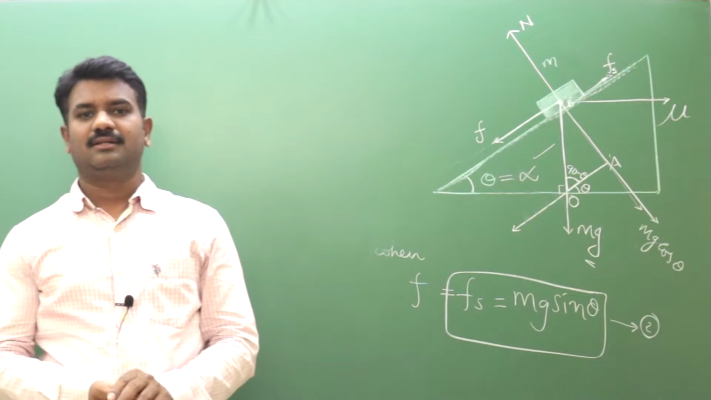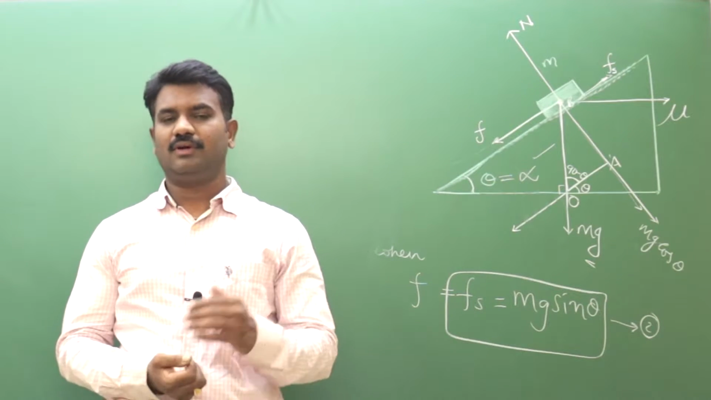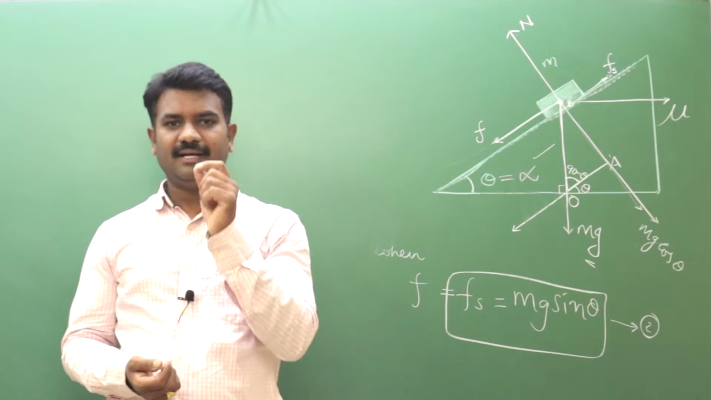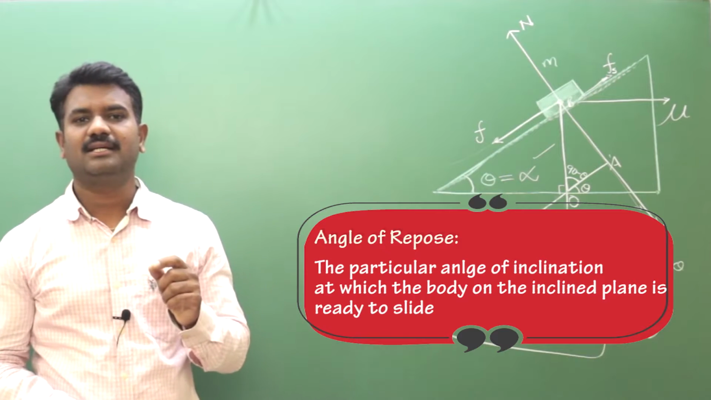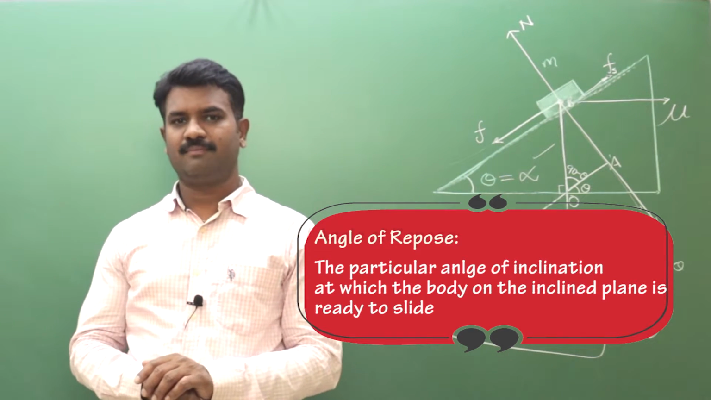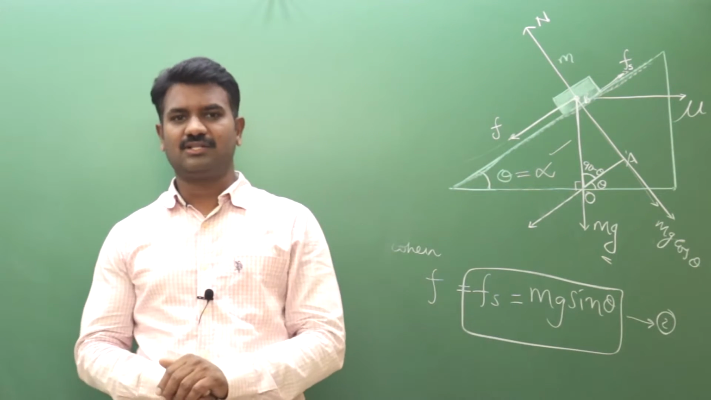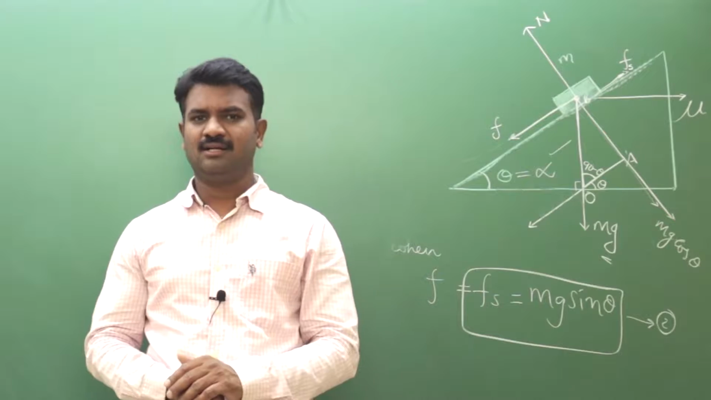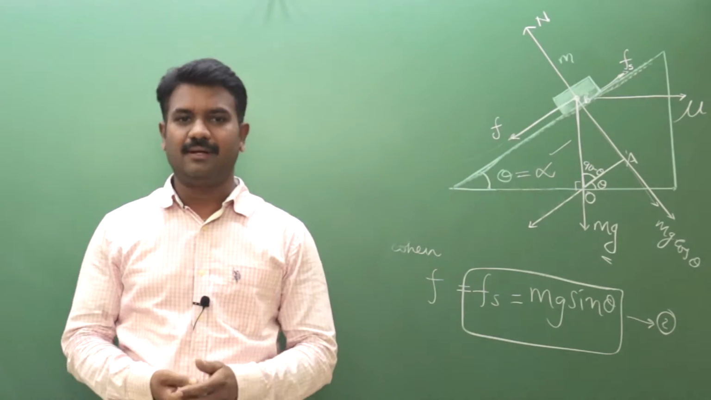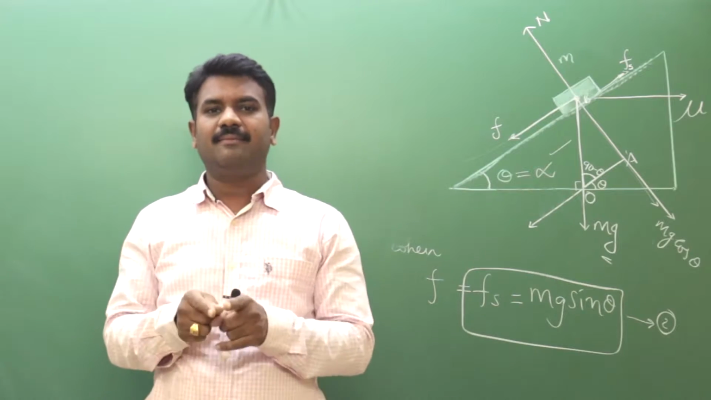In the previous lecture, I discussed angle of repose. What is angle of repose? The particular angle at which the body starts sliding, ready to slide, is called the angle of repose. And we derived the formula for the coefficient of static friction from the angle of repose as mu s equal to tan alpha. Fine. That was the case when the body is ready to slide.